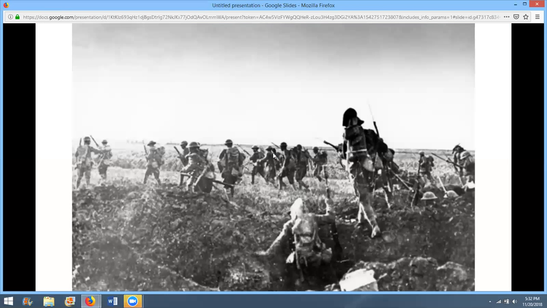Here's a picture of what appears to be no man's land. You can imagine 100,000 soldiers crossing over an open field like this, with machine guns on the other side and explosives. It was not a good scene. Hundreds of thousands of soldiers lost their lives simply because they had to cross no man's land, following orders.